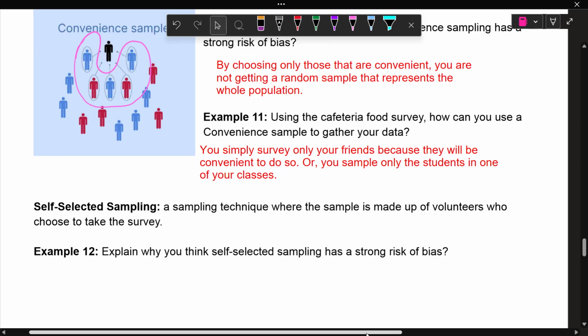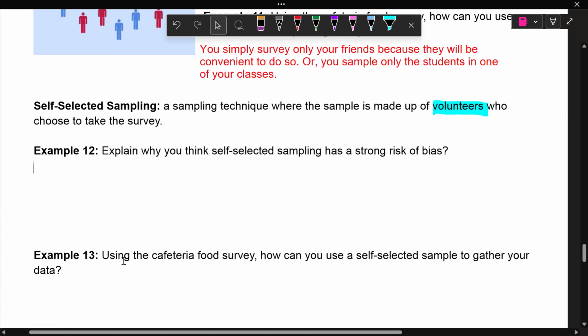Self-selecting sampling is where the sample is made up of volunteers. People volunteer their answer or themselves to be in a study or a survey. Now, there's a lot of bias in self-selected sampling. Because think about who volunteers to give an opinion. People who have strong opinions, either for or against whatever we're talking about. Somebody who's indifferent, they're not going to even answer.